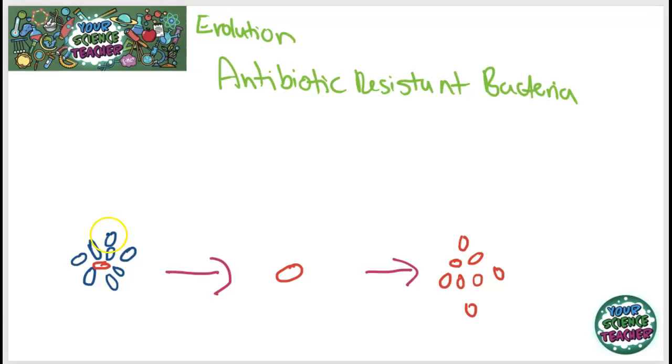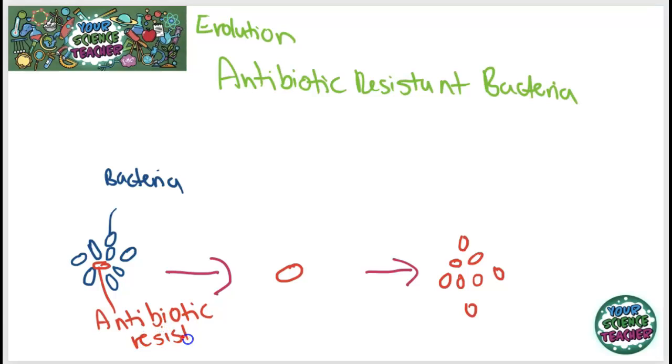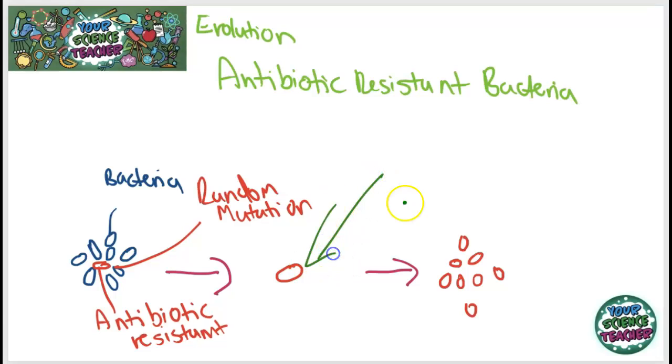What I've got over here is some normal bacteria, and then I clearly have one in the center that is a little bit different. This is an antibiotic resistant bacteria. The way that antibiotic resistant bacteria come about is because they are a random mutation. And just like with species, this random mutation has an advantage. It has an advantage because it is not affected by the antibiotics. Therefore, when antibiotics are taken, all the other bacteria are killed.